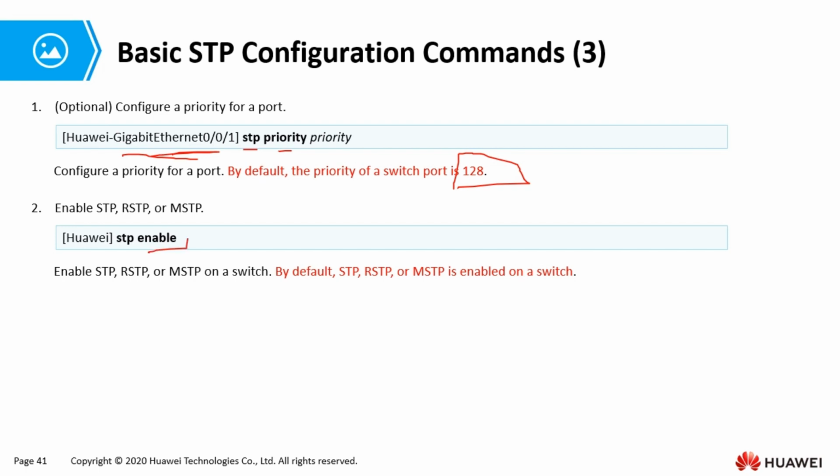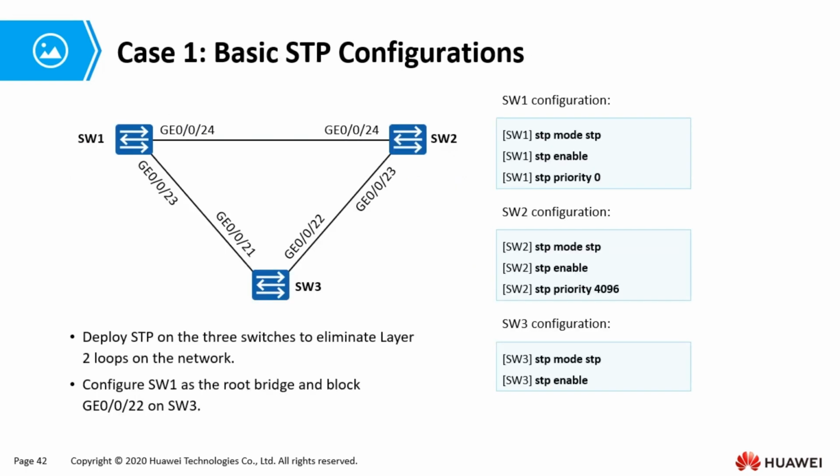Then you enable your STP after your configurations. So you can try to build out this topology. You enable switch 1 as the root bridge, so you set the priority as 0. That means it will become the root bridge. For the second switch, you make it the secondary root bridge by using STP priority 4096, or you can use STP root secondary. And then the third switch is a normal one.